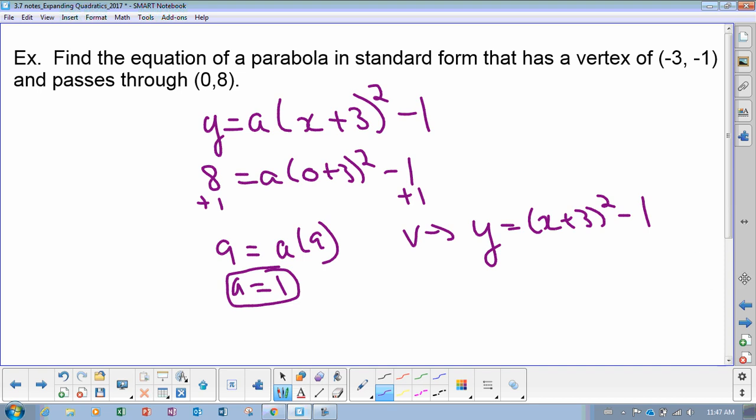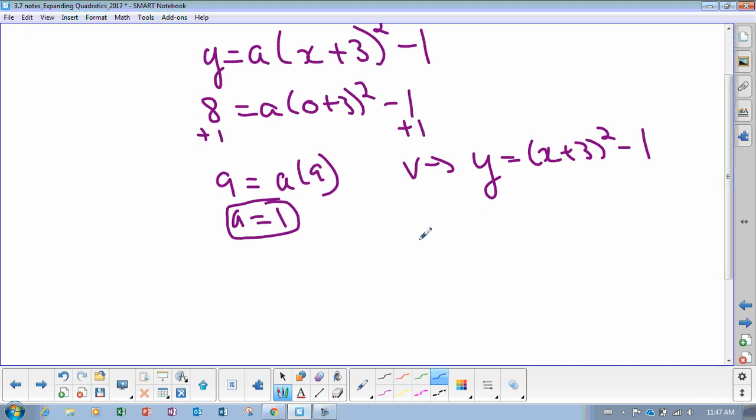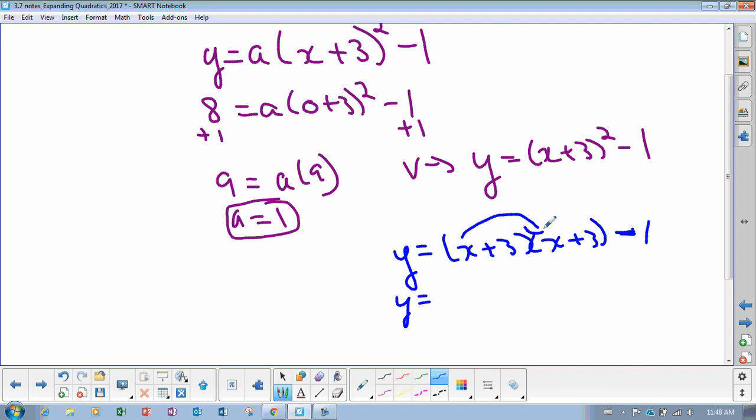So I found the equation in vertex form, but that's not the form it wants. It wants standard form. So that means I'm going to have to expand. When I rewrite this, this is x plus 3 times x plus 3 minus 1. That 1 is just there on the end, and I'm not going to work with it quite yet. So we're going to use the distributive property. X times x is x squared. X times 3 is plus 3x, plus 3 in the middle to give me 3x, and then plus 9, and then I have minus 1.